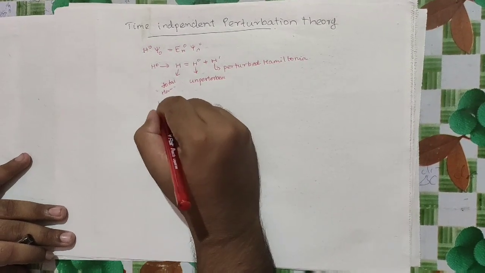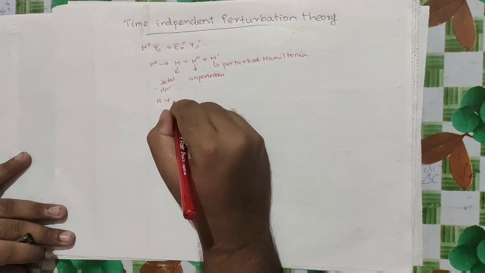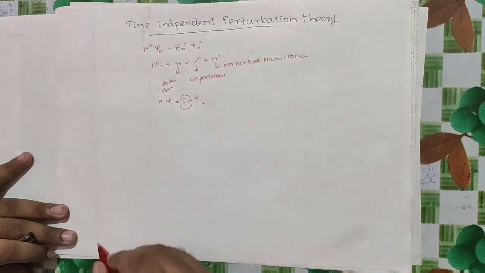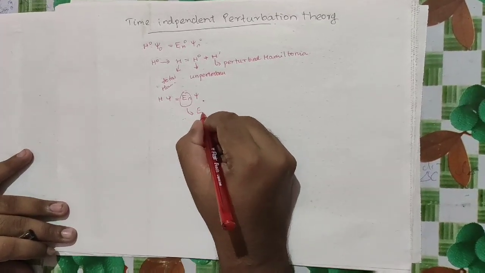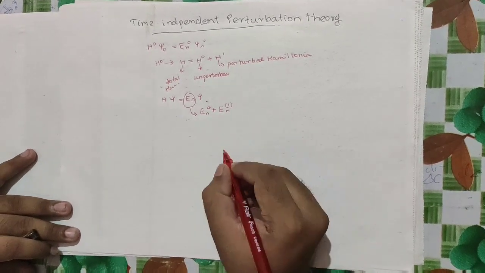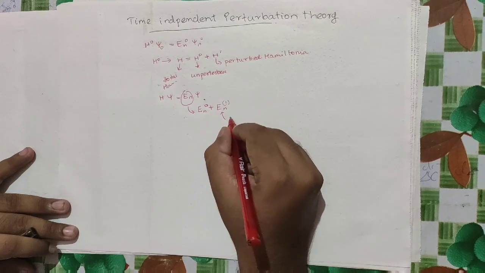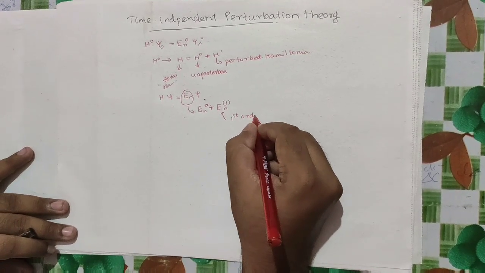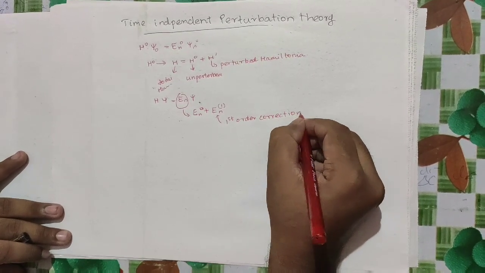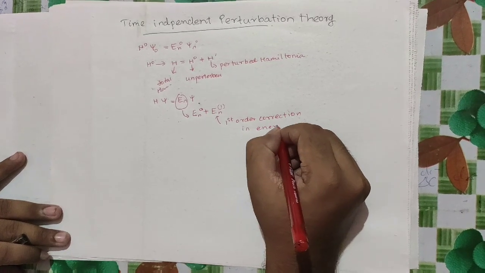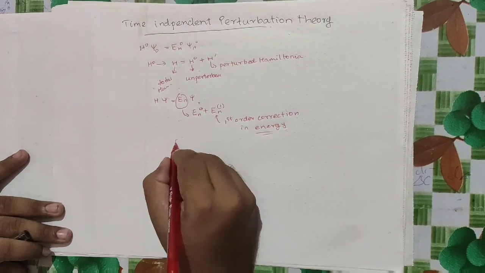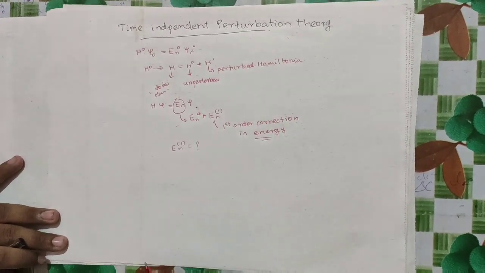So now H psi is equal to En psi. Now this En will be En0 plus En1. This is the first order correction in energy. So our task is to find En1, that is the first order correction.